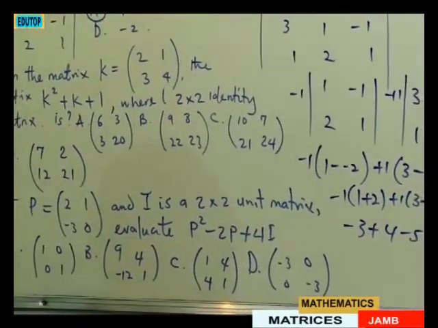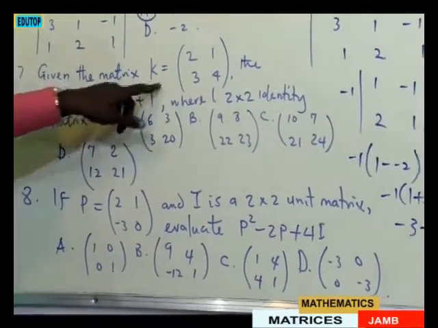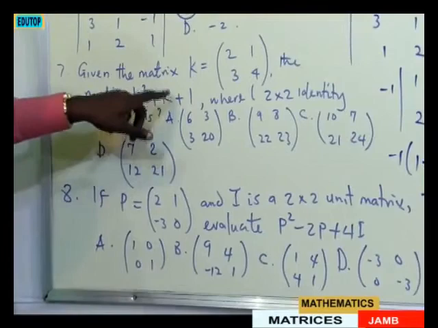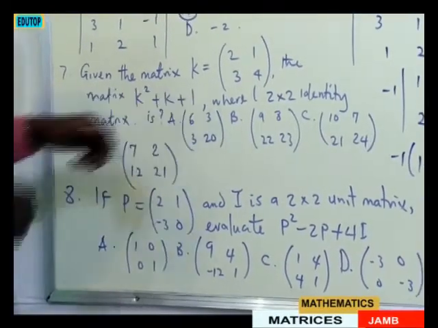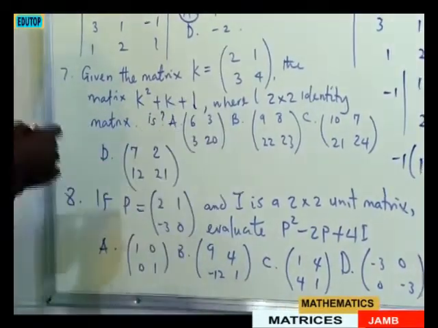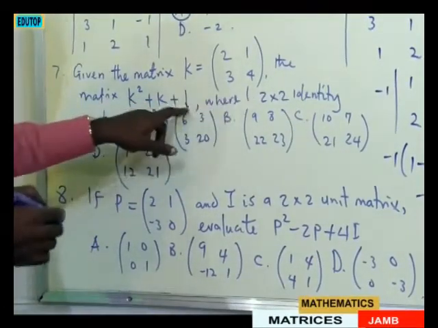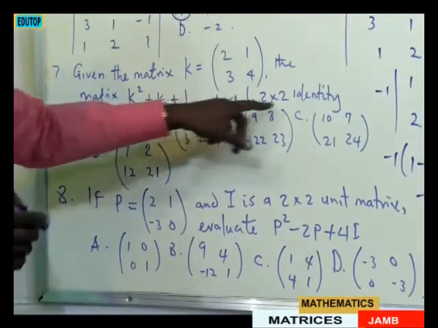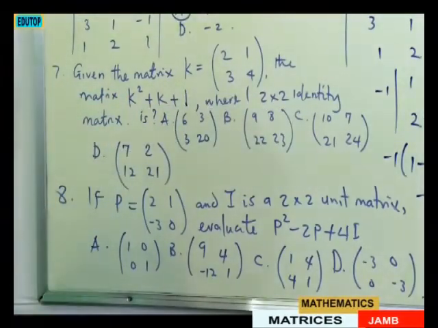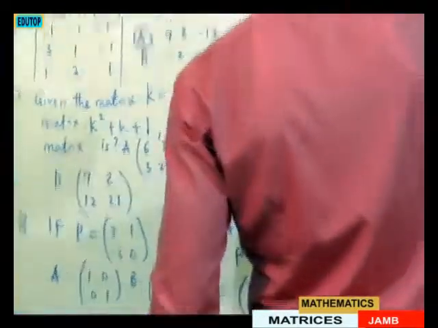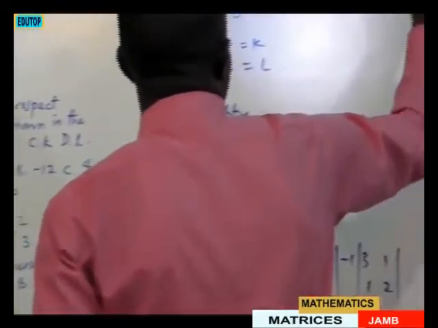A. The next question says that given the matrix K to be this, the matrix K squared plus K plus I, where I is the 2 by 2 identity matrix. So in this situation, we have to resolve this. That's K squared plus K plus I.